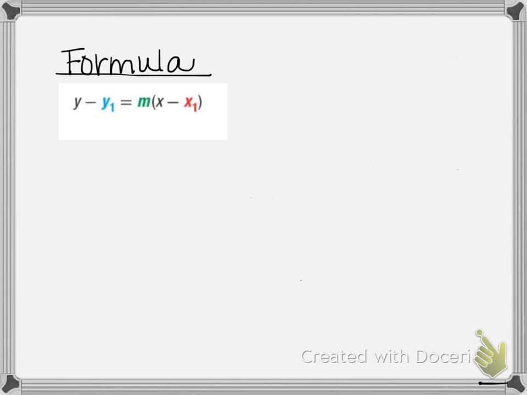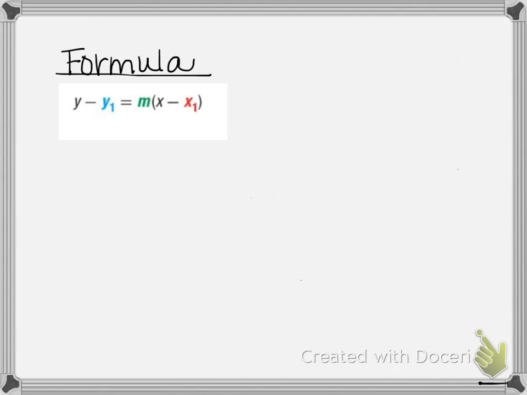So here's your formula for point-slope form. It's y minus y1 equals m times x minus x1. And all you need to remember is that the x1 and the y1 is just a point, and your m is your slope. So that's why it's called point-slope form, because you'll be given a point and a slope.